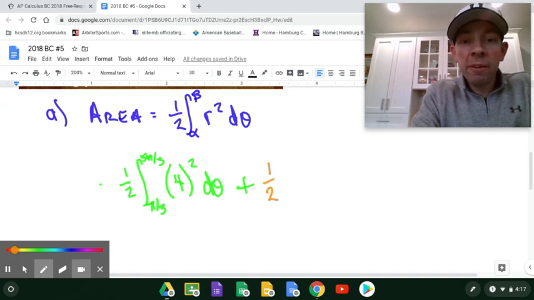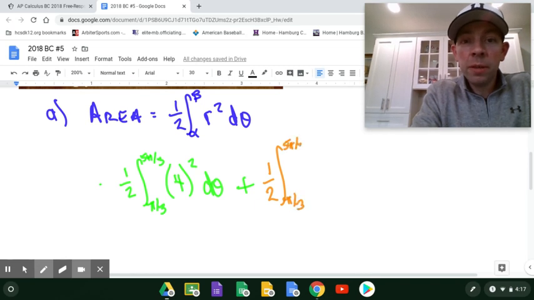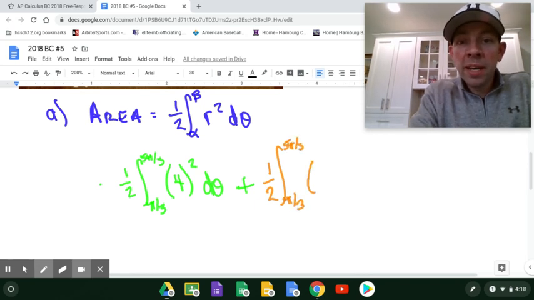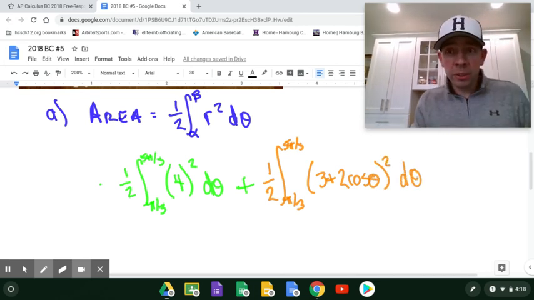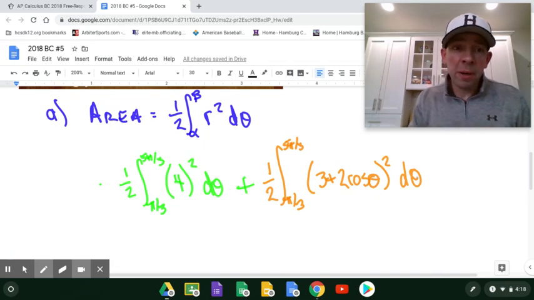Okay, now we want everything bounded within that limaçon. So we'll go 1/2 pi over 3 to 5 pi over 3. That time r was equal to 3 plus, let's say, 2 cosine of theta. That's got to get squared, d theta. And especially when I'm first teaching area bounded by a polar function to my new students, I really stress the two integral setup here.